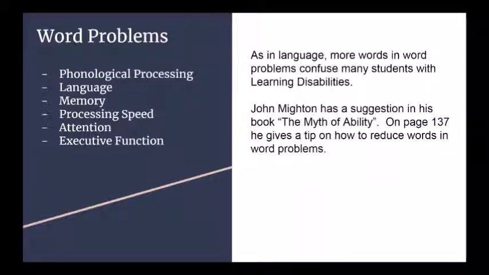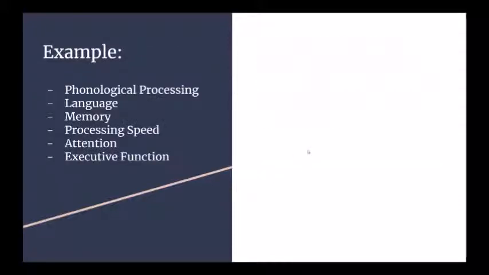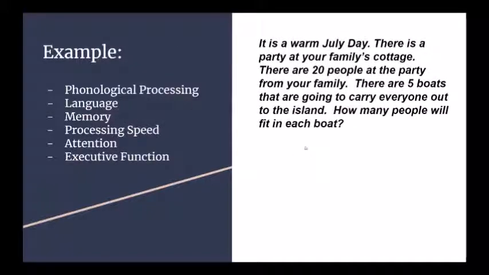In John Mighton's book on page 137, he gives a great tip on how to reduce words in word problems. So here's one way we might typically see a standard textbook example. It's a warm July day. There's a party at your family's cottage. Right there, no math yet. There are 20 people at the party from your family. Okay, we're starting to get into some math now. 5 boats are going to carry everyone out to the island. How many people are going to fit in each boat? A lot of students we're going to lose up here in this first part. Where's the math? So here's the question again.